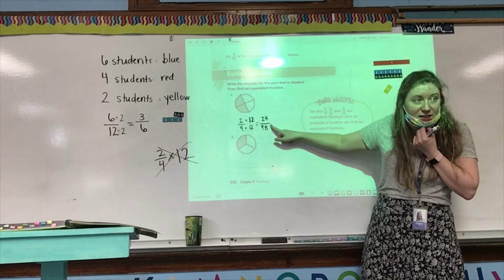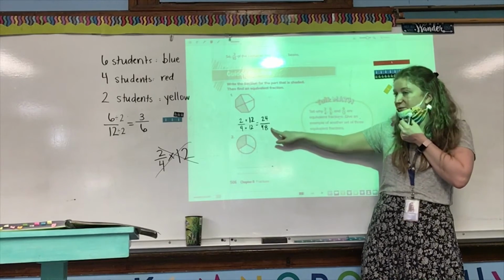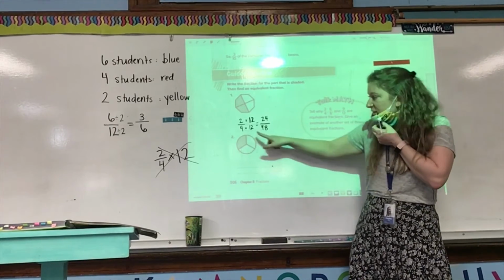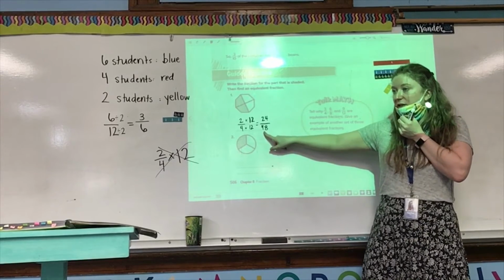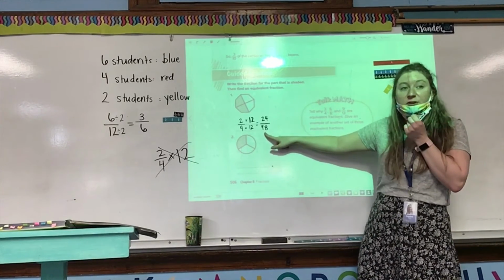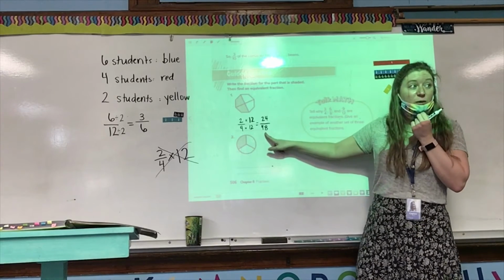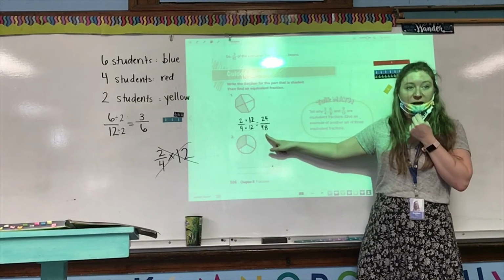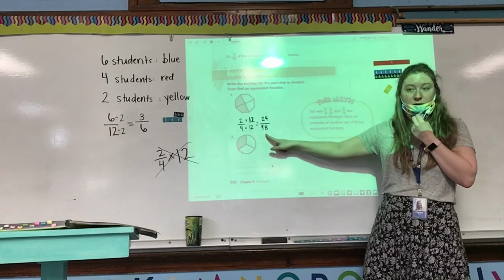So Kingston, what is this fraction? 2/4 is equivalent to 24/48. If you need to do that so that we can all clearly hear you, sure, go ahead. You have a mask on, and I'm 6 feet away from you.